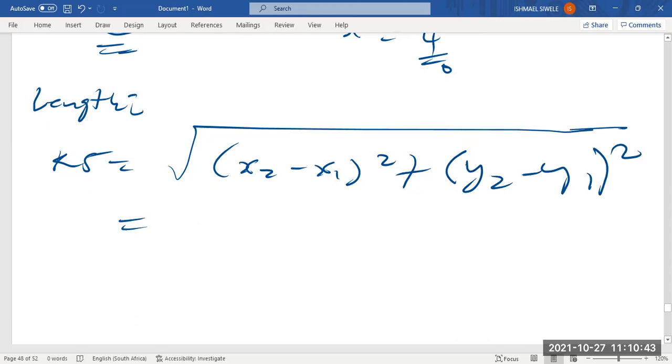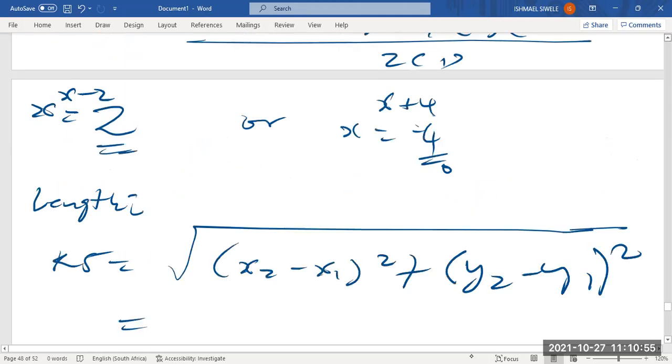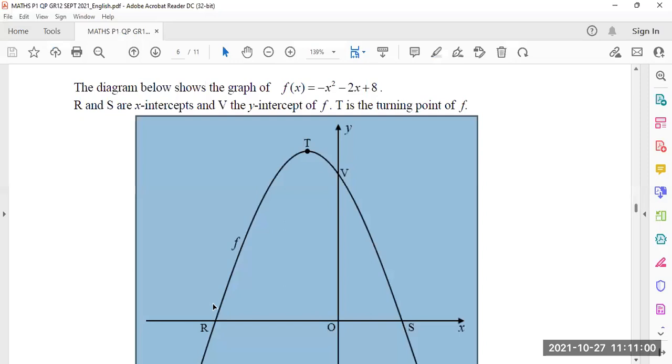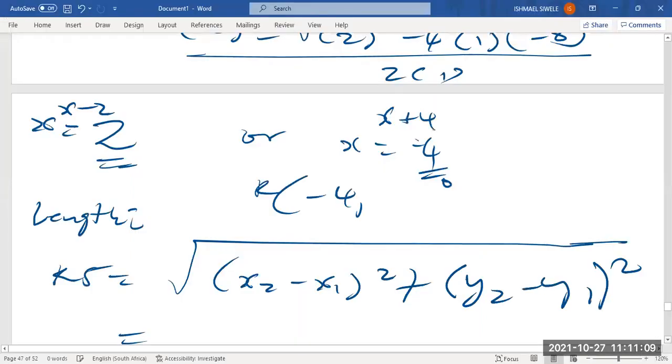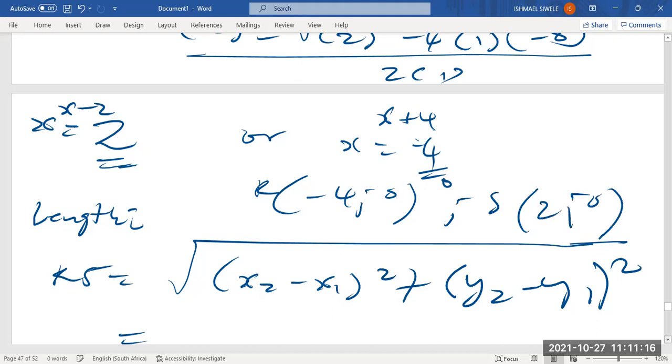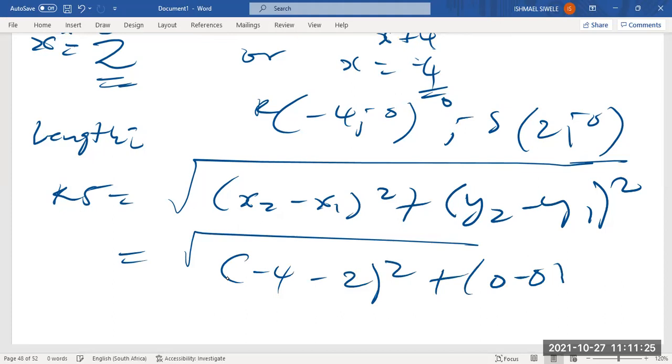And here, which one is R, which one is S? Let's check on the graph as to which one is R and which one is S. So this is our graph. So R here and S is here. So R is the -1. It means R is going to be -4 and 0. Then S is going to be 2 and 0, right? So, okay. Square root of 2 squared plus 0 minus 0 squared.